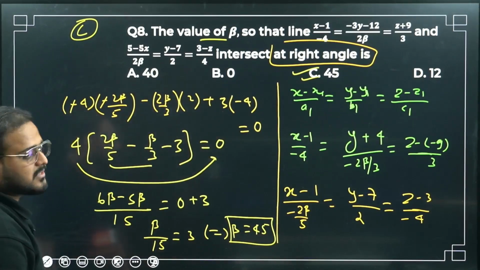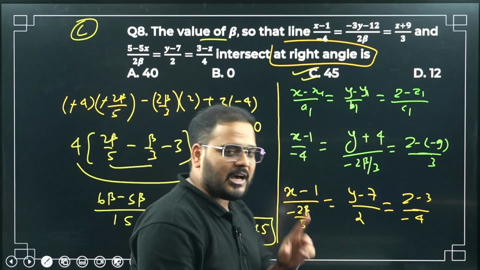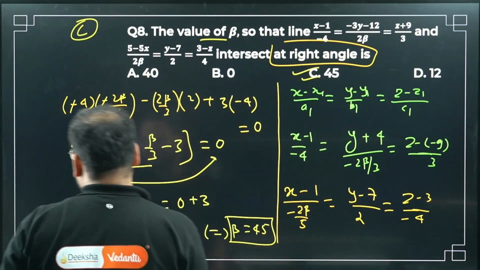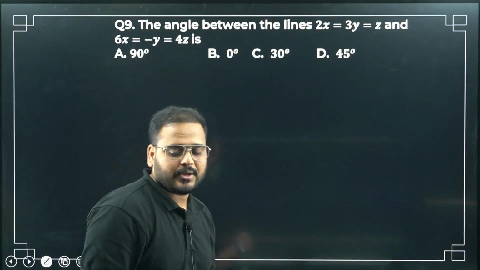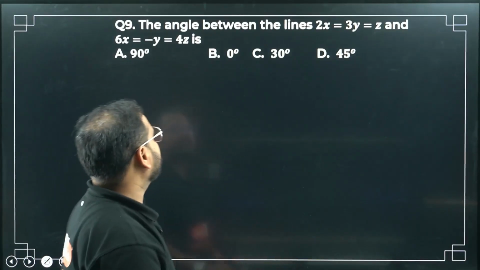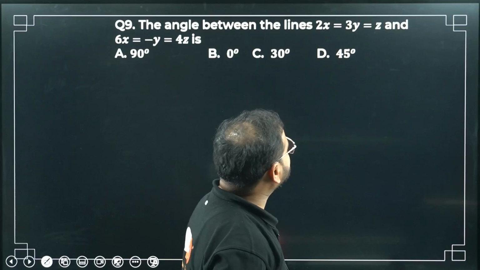Okay. Now we're going to move to the last question of the day. The simplest questions. Let's see. I hope this question is also going to be simple. Question number 9. It is simple. How will you solve it? Angle between the lines 2x, 3y and z.